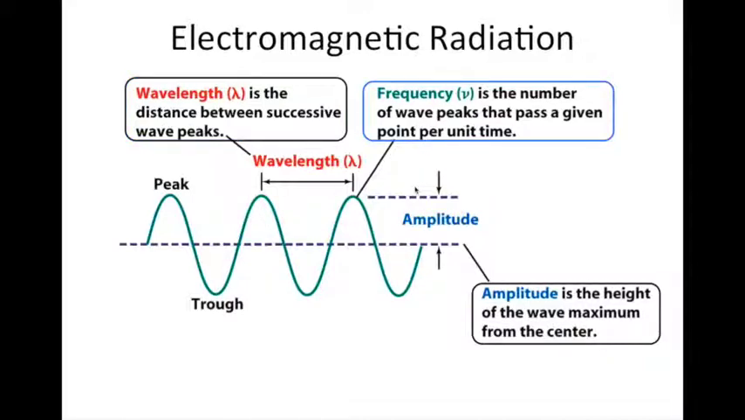The frequency of a wave is the number of wave peaks that pass a given point per time. So if we had a certain finish line here, let's say, and this wave was propagating or moving forward, we would count how many wave peaks pass that point per second, and that would be the frequency of the wave. And the amplitude of the wave is the height of the wave from the center, so how high the wave goes from our center point.